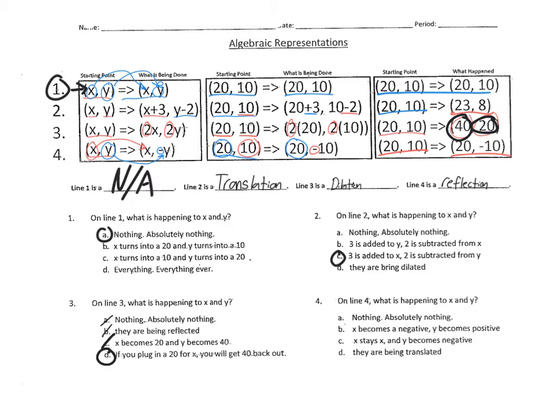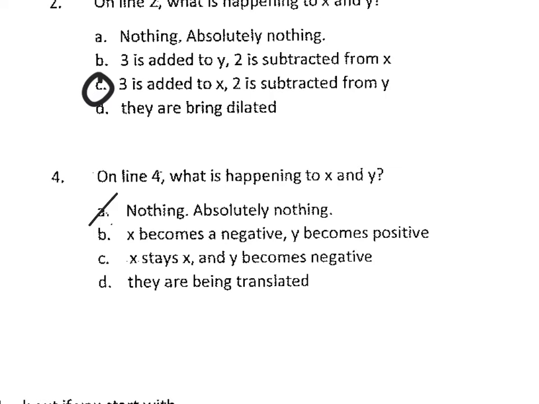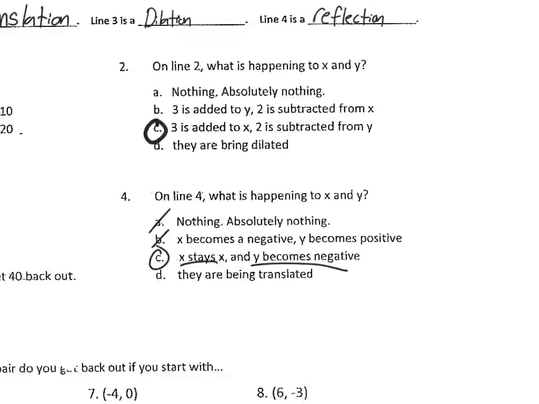On number 4, it says on line 4, what is happening to x and y? Well, the only thing that happened is that y ended up changing sign. So now I've got to go through my answers and see which one indicates that. It's not A. X becomes a negative, but y becomes a positive. That's not what happened. We said only the y changed. So x stays x, and y became negative. And I don't even like that I have negative there. It really should just say that y changed signs. So it is C on number 4.